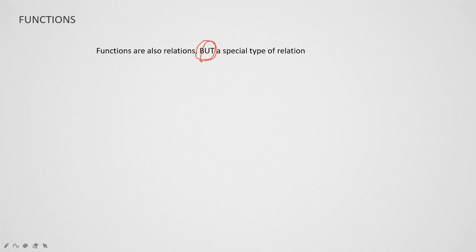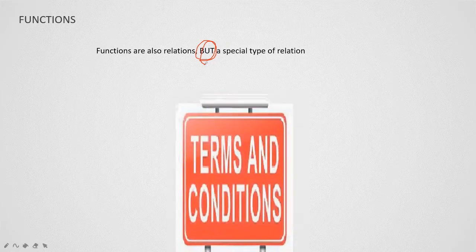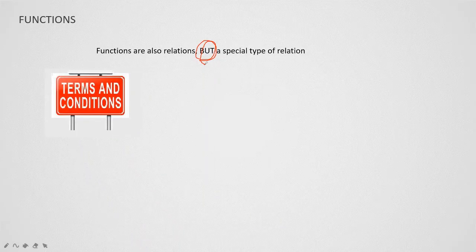the but is highlighted here. It is a special type of relation. What makes it special? Yes, there are some terms and conditions. That is, for one input there should only be one output. For one input, one output. This is pretty important in the functions.